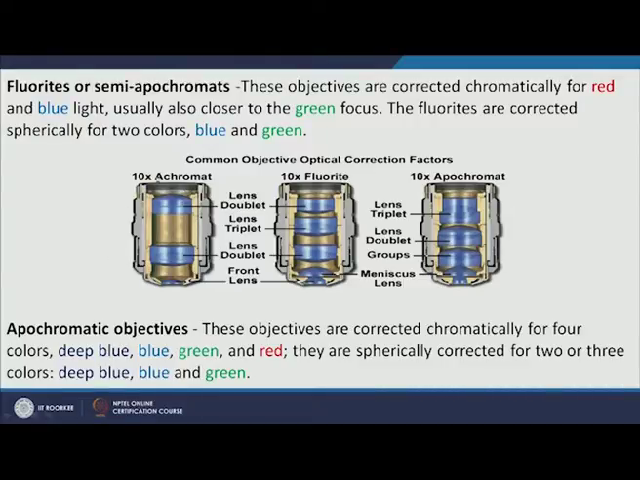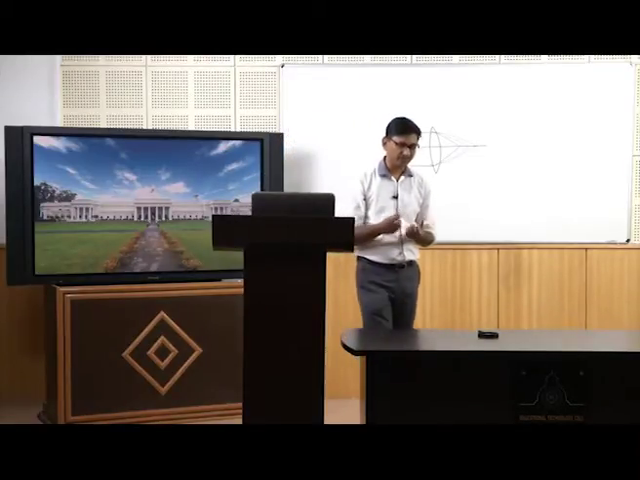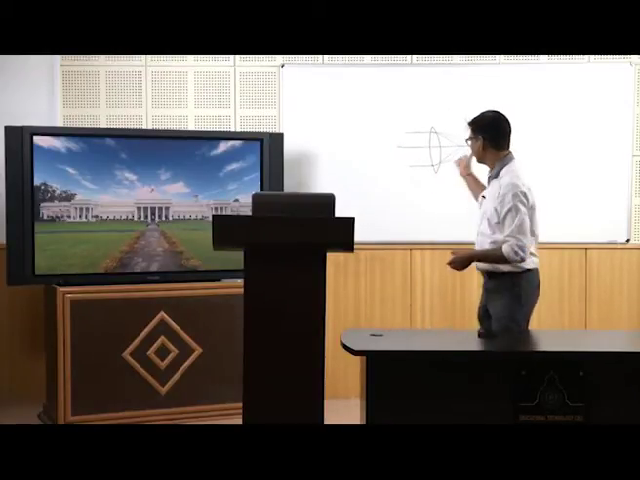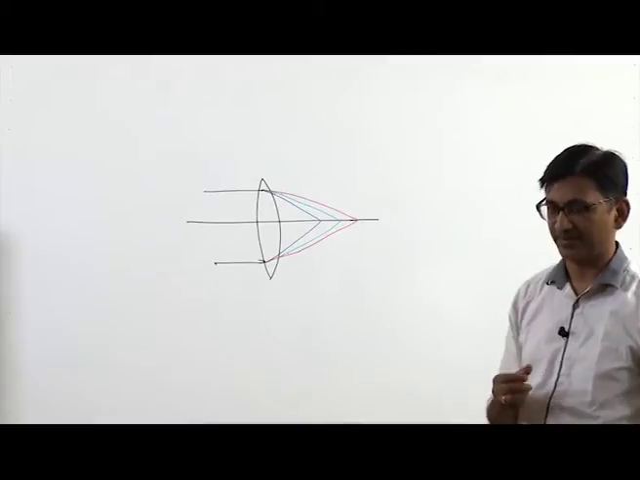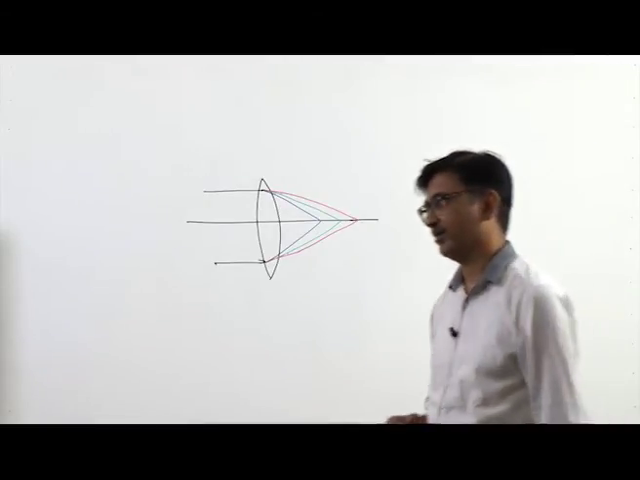So, first one is achromate, 10x achromate, second one is 10x fluoride or semi apochromate, and the third one here is again 10x apochromate. And just look at the complexity of the lenses here. When we see a microscope, we see this objective or this eyepiece, we think there must be one lens which we usually draw as a schematic, and we think, oh, there will be one lens and it is doing all the job. But it is not so.